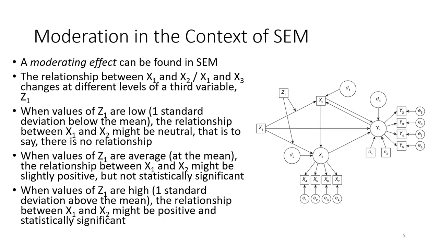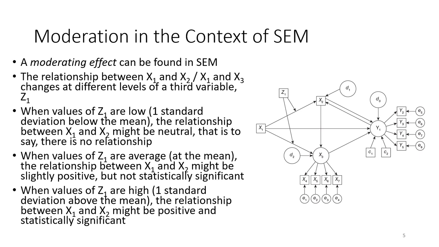Okay, you'll also recall during the discussion of multiple regression that we talked about a unique situation called moderation. A moderating effect can also be analyzed in the context of SEM, in addition to multiple regression. Having a look at the path diagram again to the right in terms of the structural model, the relationship between X1 and X2, as well as the relationship between X1 and X3, is presumed to change at different levels of a third variable, and that's Z1. You can see Z1 there with arrows going into the direct arrows between X1 and X2 and X1 and X3. So what does this mean?